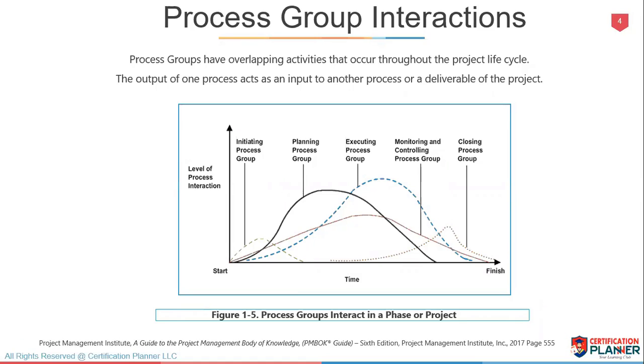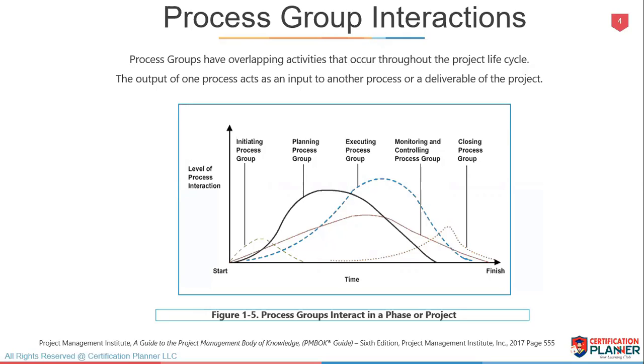And the reason for that is because in the executing process, you may have vendors or subcontractors or resources that are providing work that you need to complete that part of the work. They need to be closed out, paid, etc. So that's why you start to see the beginning of that closing process group.